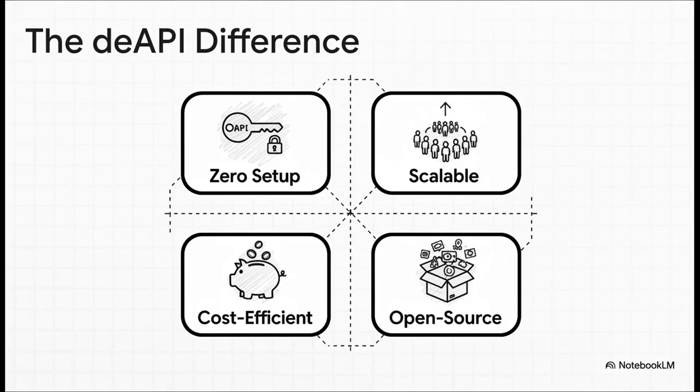So, what does this actually mean for you, the developer? Well, first off, there's zero setup. You just grab an API key and you are good to go. The network is built to be scalable, so your app can handle thousands of users right out of the gate. It's super cost efficient. You only pay for exactly what you use. And you get access to this huge, growing library of the best open source models out there.